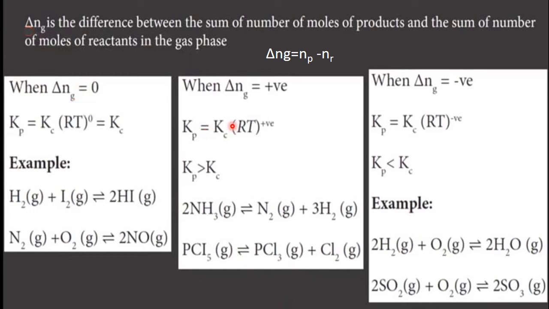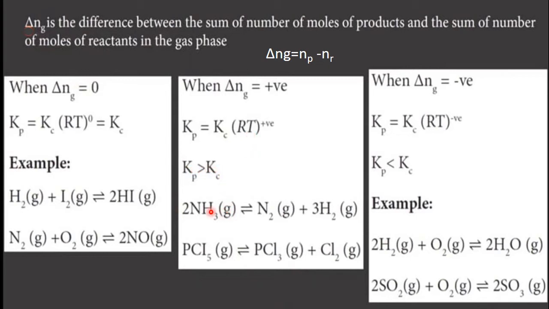Then the next case, the second case: delta Ng is positive. If you subtract these two values and get a positive value, what about Kp and Kc? Instead of delta Ng, you substitute a positive value, so Kp is equal to Kc into some value. In the power it will come as a larger value. So Kp is always greater than Kc.